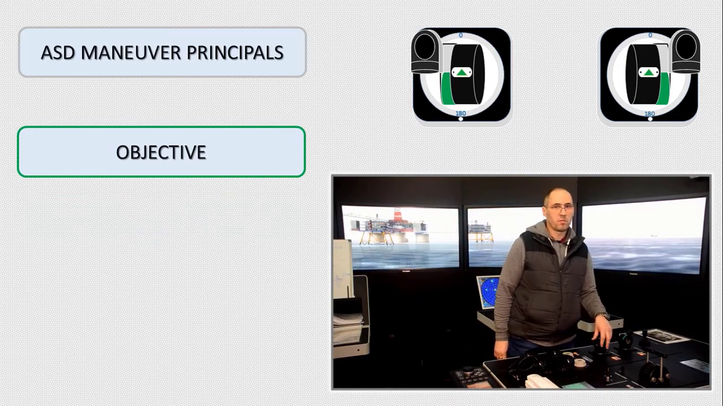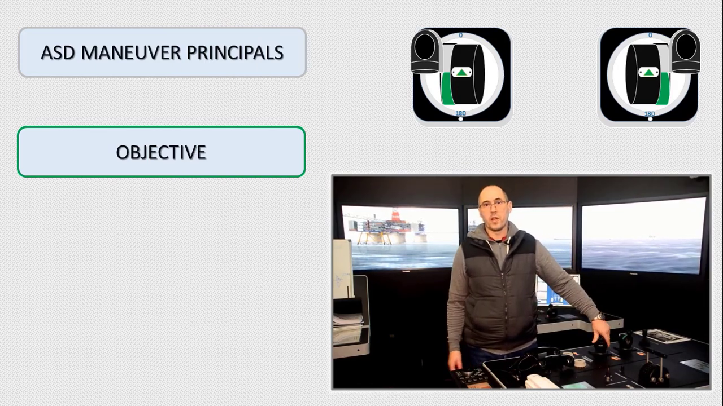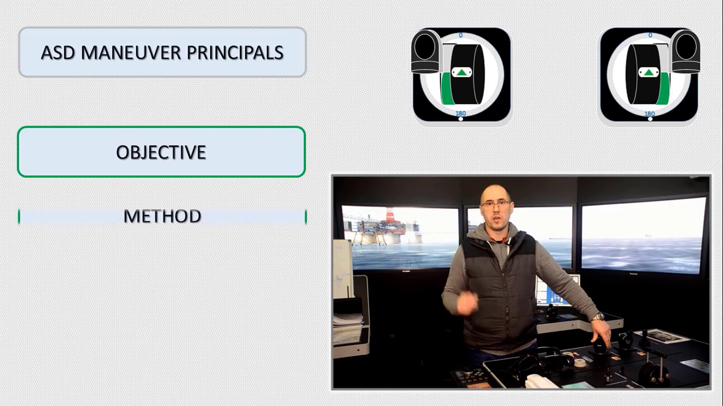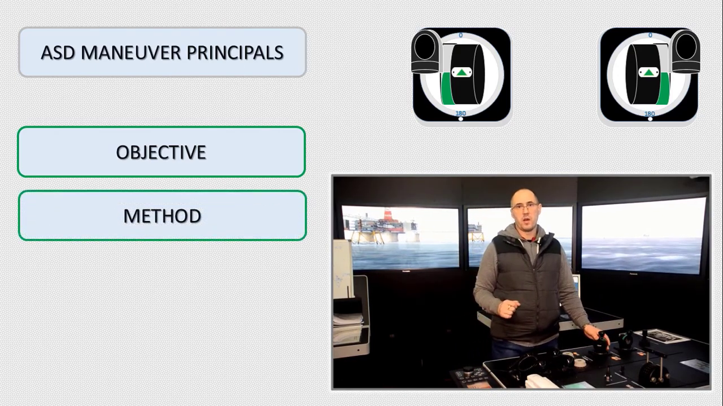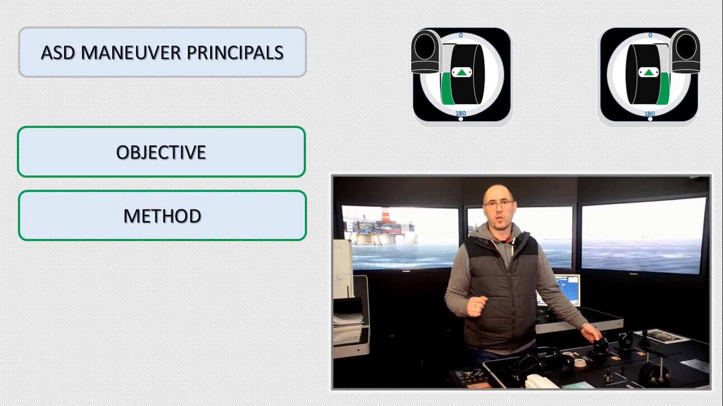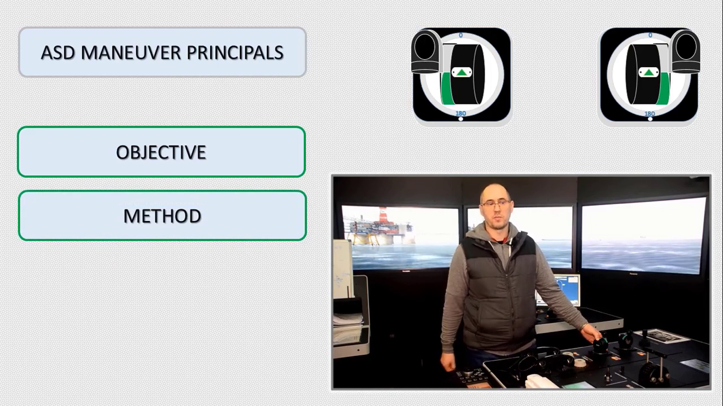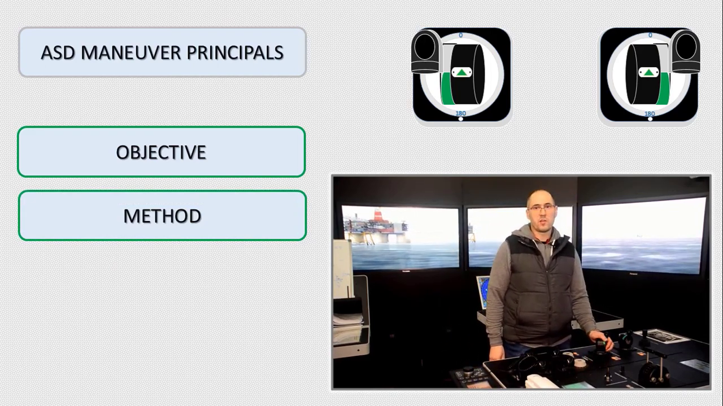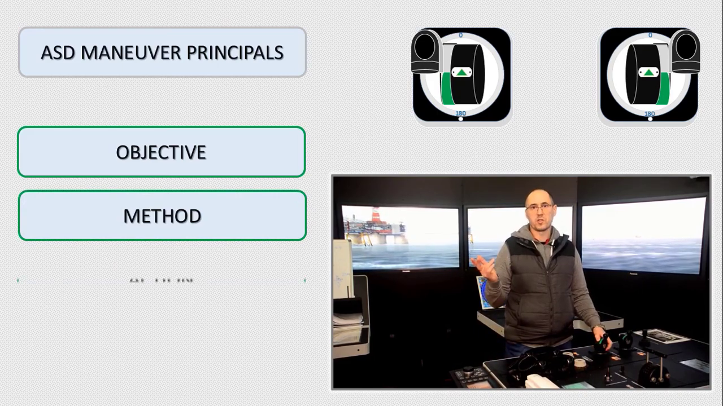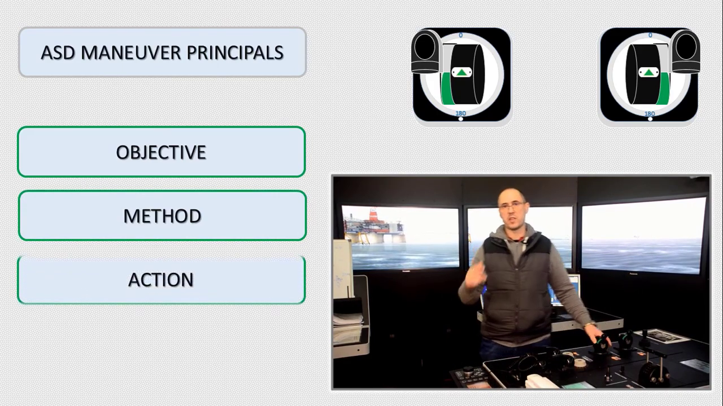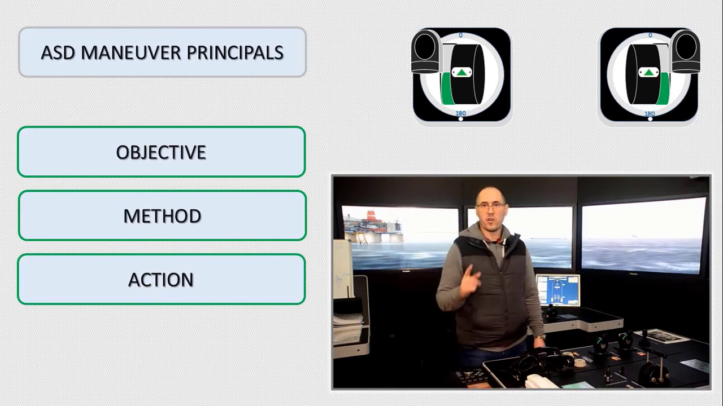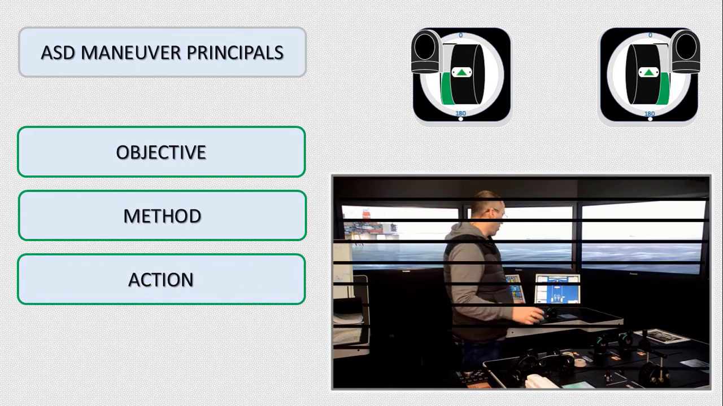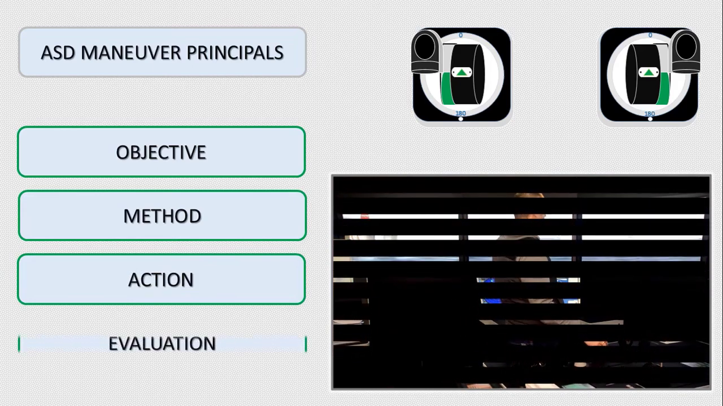Then, the next step, you have to determine the method of how to perform the maneuver which will lead you to the final objective. And after that, you have to implement some action, of course. And as soon as the action is done, any operator has to keep a sharp eye on evaluating what he is doing.